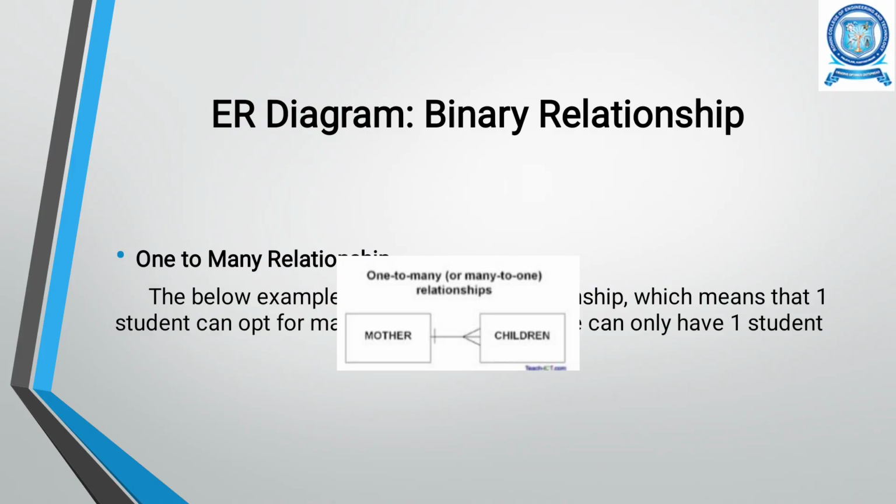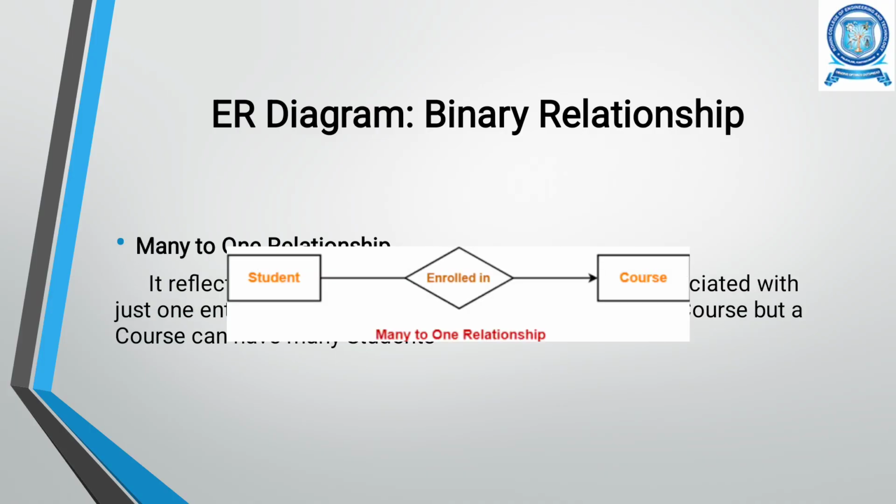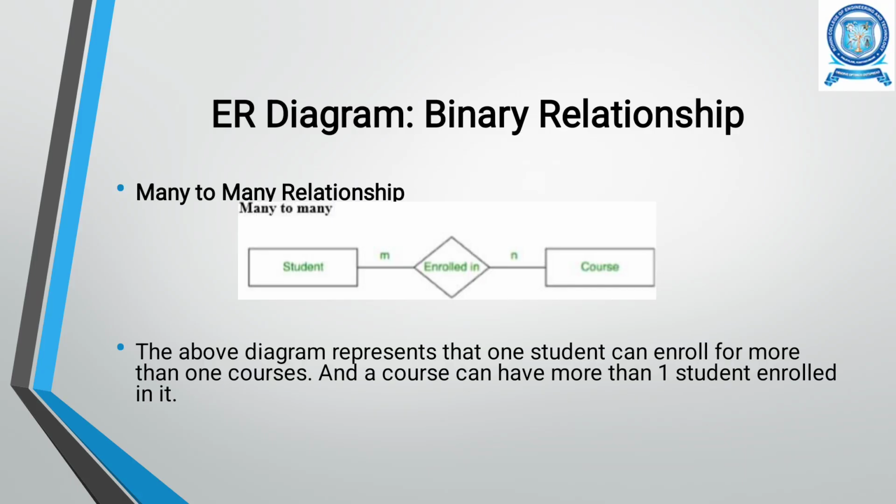One to many relationship. The below example is mentioned as a one to many relationship. Then many to one relationship. This is the example of many to one relationship. Then many to many relationship. The above diagram represents that one student can enroll for more than one course, and a course can have more than one student enrolled in it.